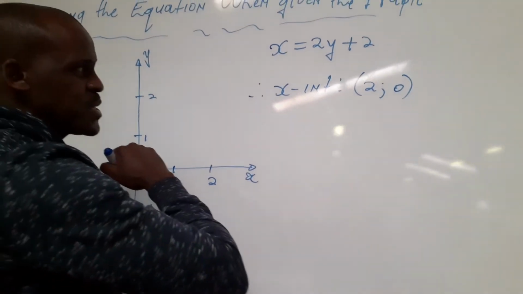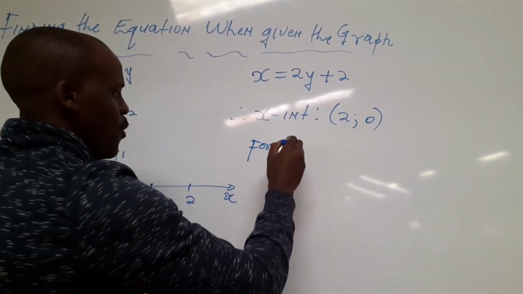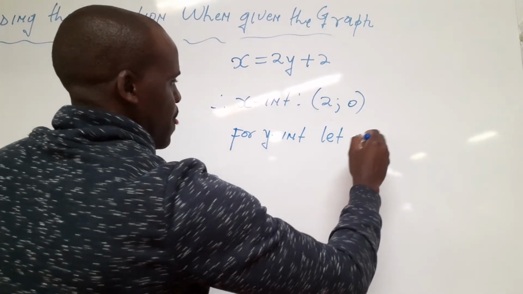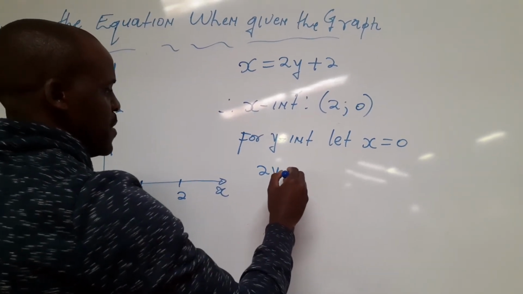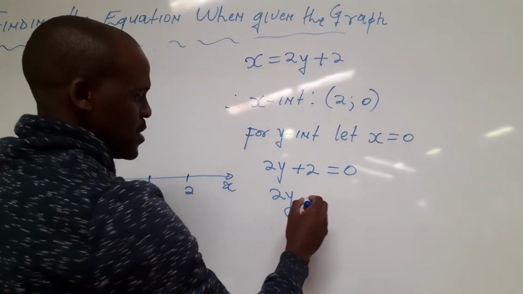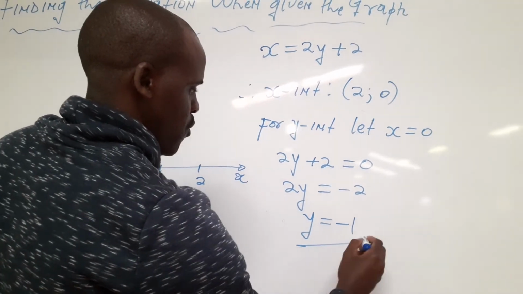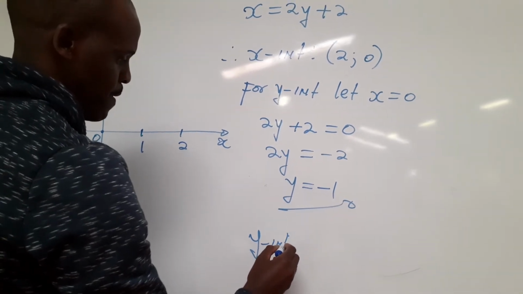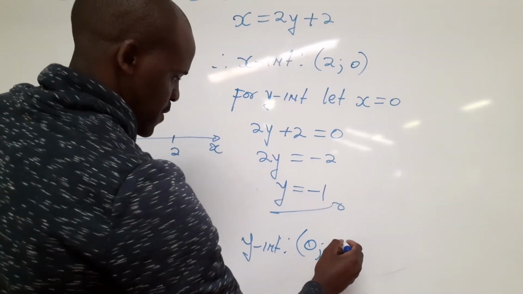And then now let us find the y-intercept. For the y-intercept, we just let x be 0. 2y plus 2 will be equal to 0. 2y will be equal to negative 2. Therefore, our y will be equal to negative 1. Therefore, our y-intercept will be (0, negative 1).